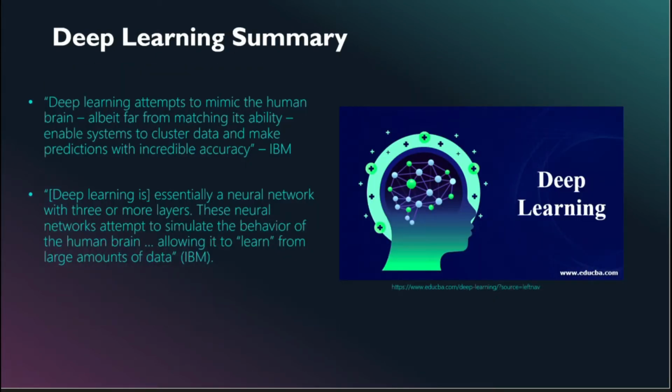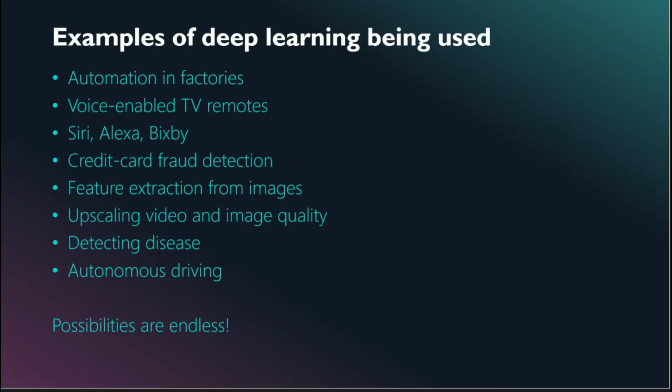So a little bit of a summary of deep learning. Deep learning attempts to mimic the human brain, albeit far from matching its ability, which enables systems to cluster data and make predictions with incredible accuracy. And deep learning is essentially a neural network with 3 or more layers, which we will get into in a moment. These neural networks attempt to simulate the behavior of the human brain, allowing it to learn from large amounts of data. One way you could visualize deep learning is with this image of how deep learning is you learning, and the neural network is your brain. Some examples of deep learning include voice-enabled TV remotes, feature extraction from images, detecting disease, and of course, autonomous driving.